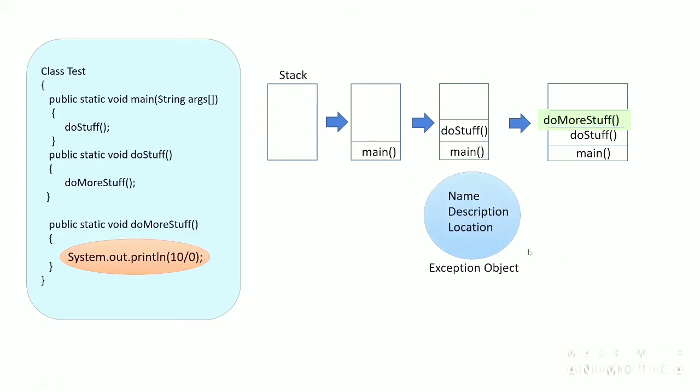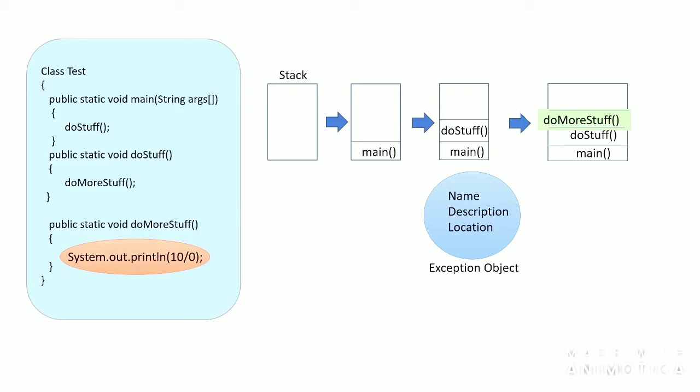So as this object has been created by doMoreStuff, it will be handed over to the JVM. Now JVM will ask doMoreStuff, in your area something has gone wrong. Do you have the handling code to handle the exception? So doMoreStuff method will reply that no, I don't have the handling code.